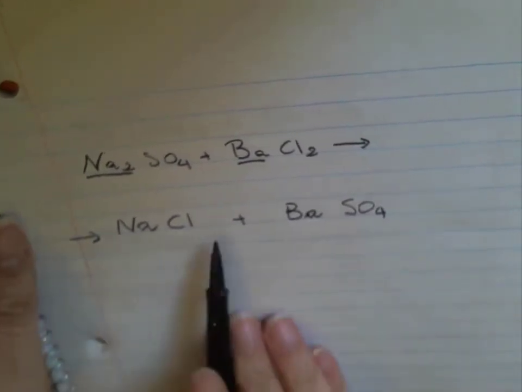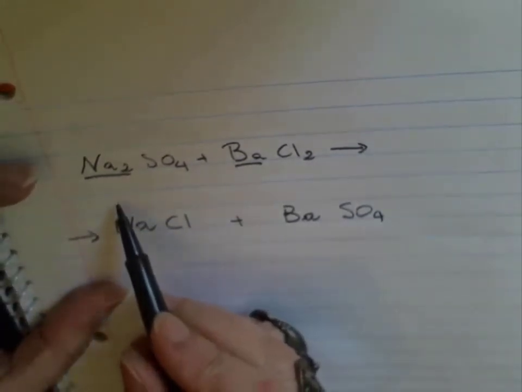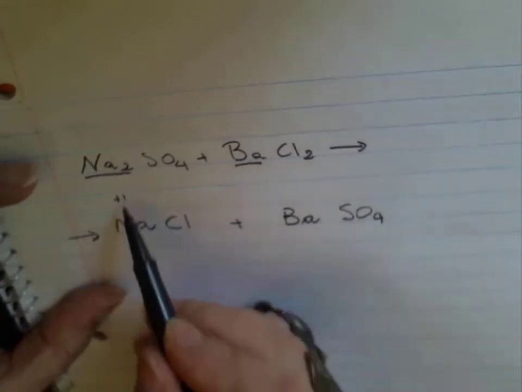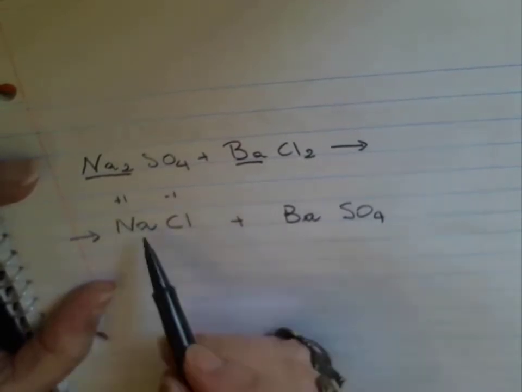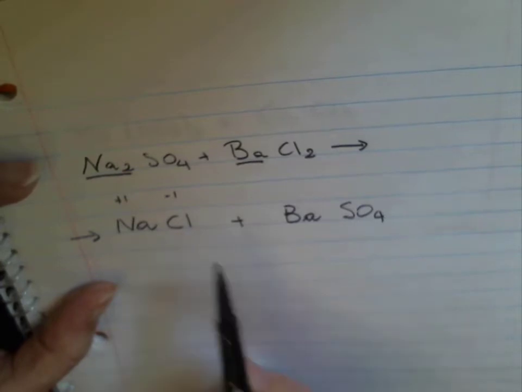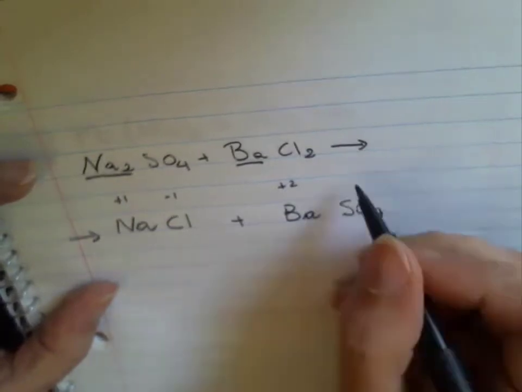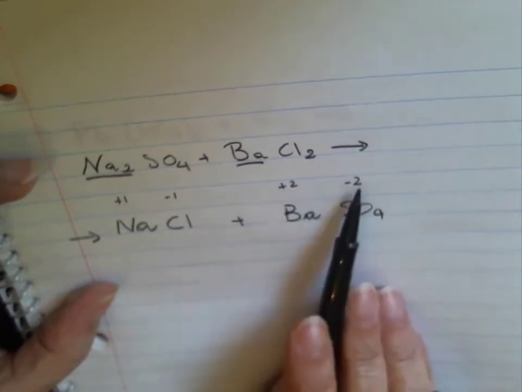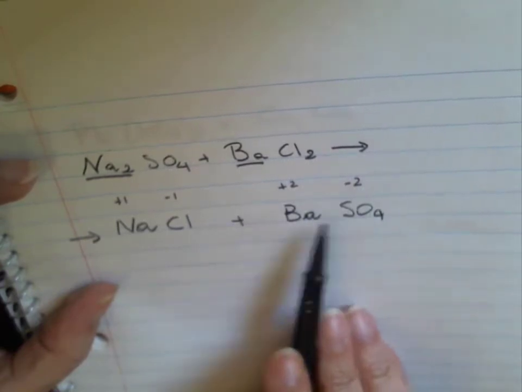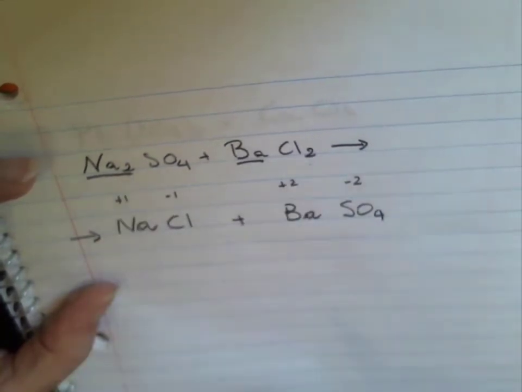Once we have written that, we want to make sure that the formulas we wrote are correct. So we know that sodium forms a +1 ion and chlorine forms a -1 ion. So this compound is neutral, so the formula for sodium chloride is correct. Barium forms a +2 ion, while the sulfate ion has a -2 charge. So this formula is also correct because the two charges cancel out and the compound is neutral. We want to now balance our equation, and we notice that we have 2 sodium and 2 chlorine, which means that we need to add a 2 in front.